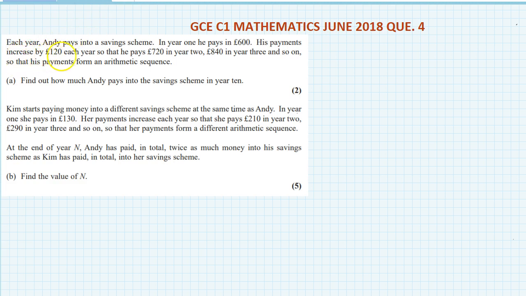Question is, each year Andy pays into a savings scheme. In year 1 he pays £600. His payment increases by £120 each year, so that he pays 720 in year 2, 840 in year 3, and so on.